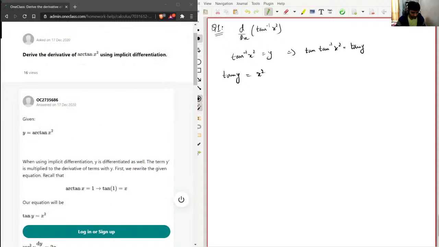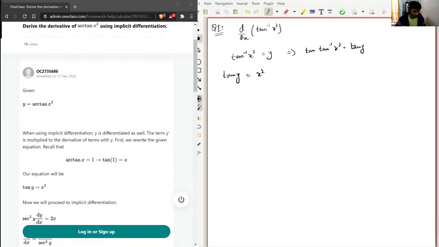I'll just read the definition given here. When using implicit differentiation, y is differentiated as well. The term y prime is multiplied to the derivative of the terms with y. First we rewrite the given equation, recall that. So now what we do is we take the derivative of this here.